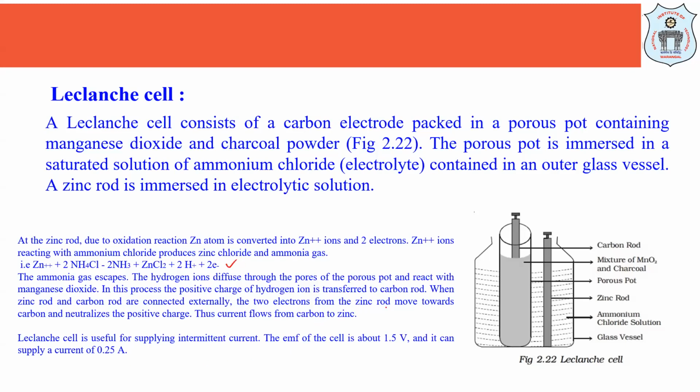What happens is that ammonia gas will escape, and the hydrogen ions diffuse through the pores of the porous plate and react with the manganese dioxide. During this process, the positive charge of the hydrogen ion is transferred to the carbon rod. When the zinc rod and the carbon rod are connected externally, the 2 electrons from the zinc rod will move towards the carbon, which will neutralize the positive charge, and the current will flow from the carbon to zinc. They are known to have an EMF of around 1.5 volt, and can supply a current of 0.25 ampere. So they are useful for supplying intermittent current.